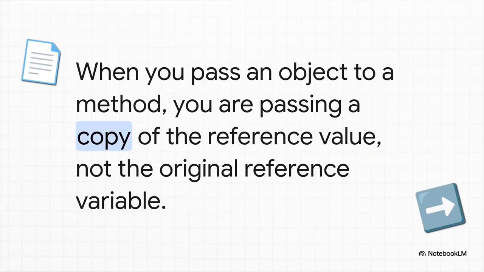Okay, if you remember one thing from this whole explainer, make it this. When you pass an object to a method, you're passing a copy of the value of the reference. You're passing a copy of the remote control. The method gets a duplicate remote. Now you have 2 remotes, but both of them point to the exact same TV.